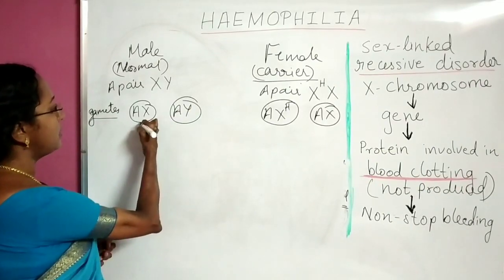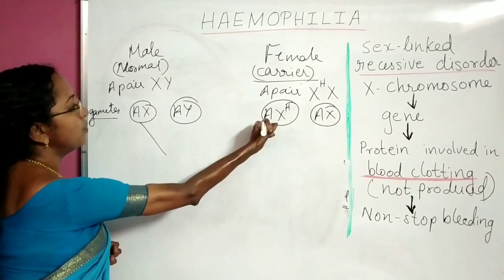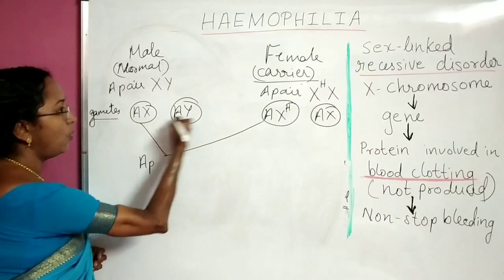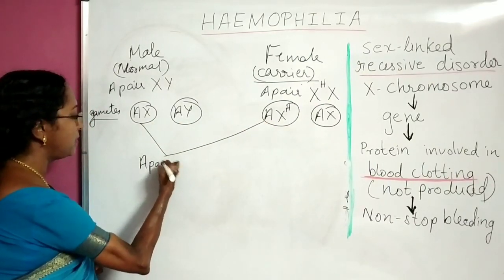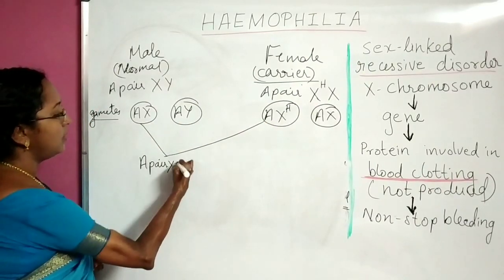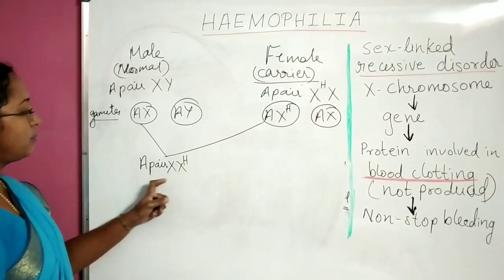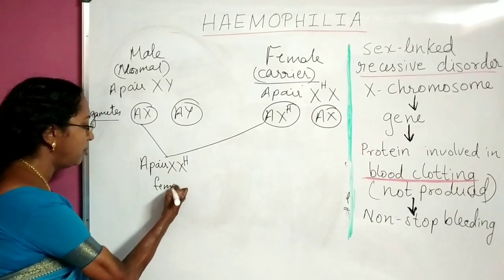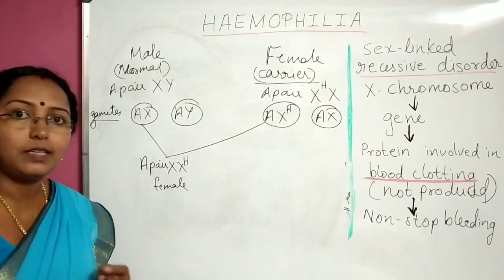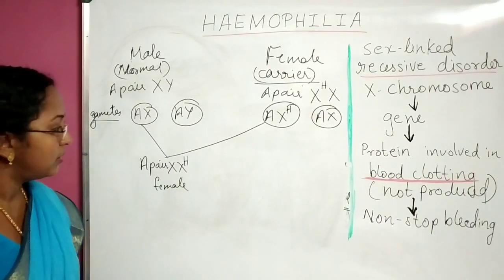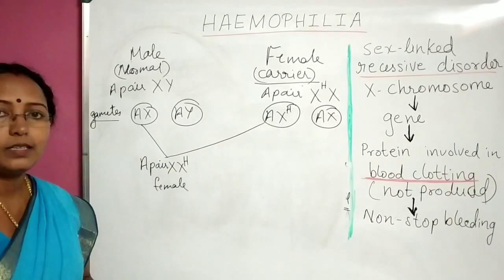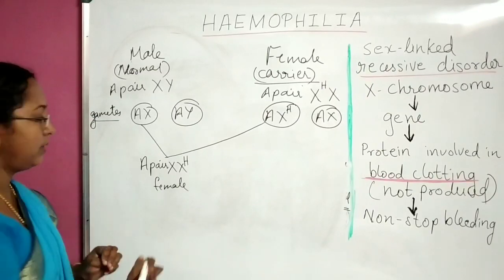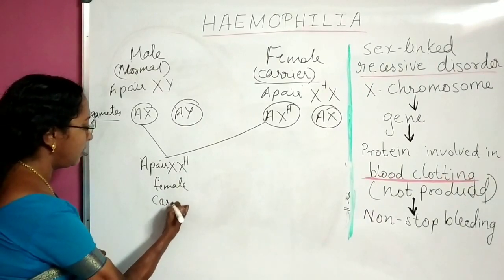Fusion of gametes. First I am taking this gamete fused with this one. So offspring will be autosome, autosome. So again autosome pair is restored. X, XH. So since both are X chromosome, right, first we understood it is a female. Now whether it is affected, carrier or unaffected, one H is there, but only one H is there, so it is carrier. So female carrier.